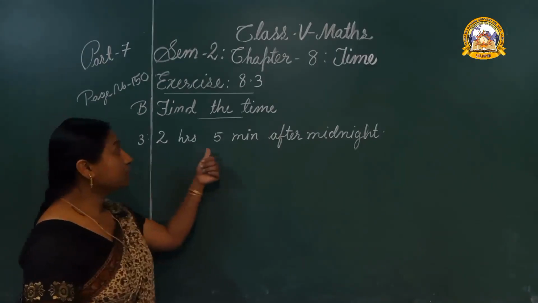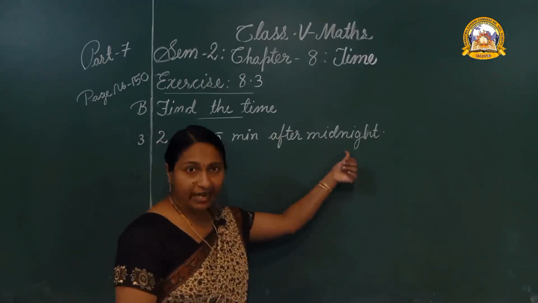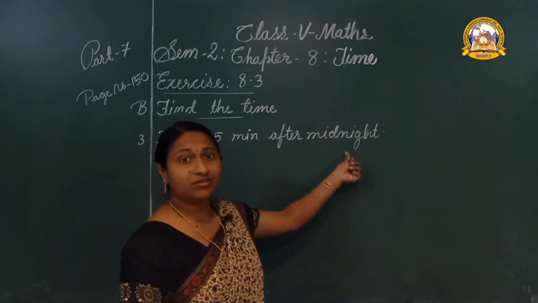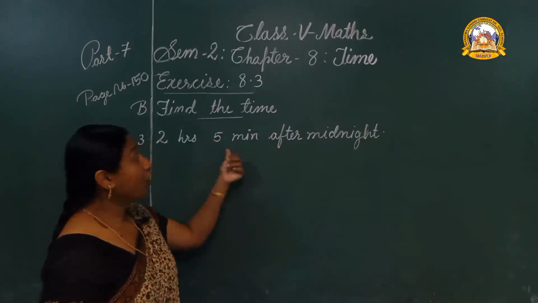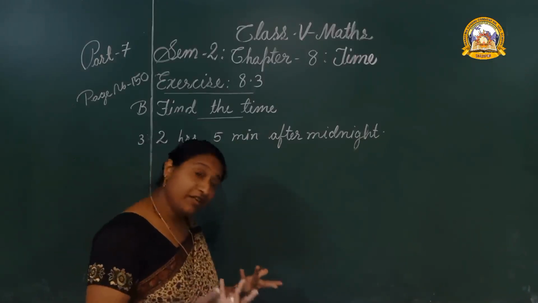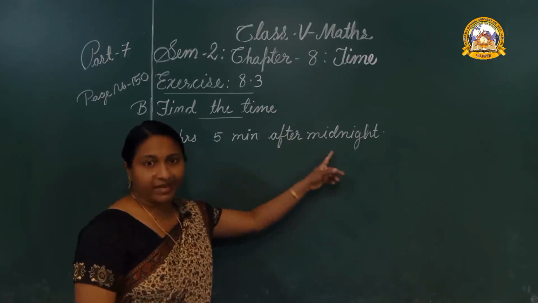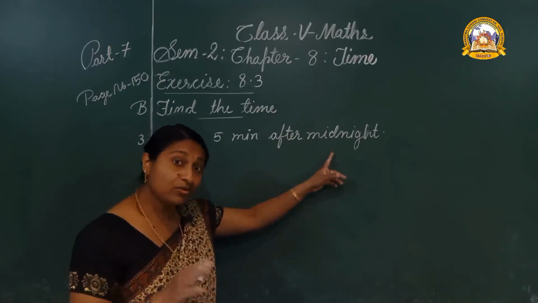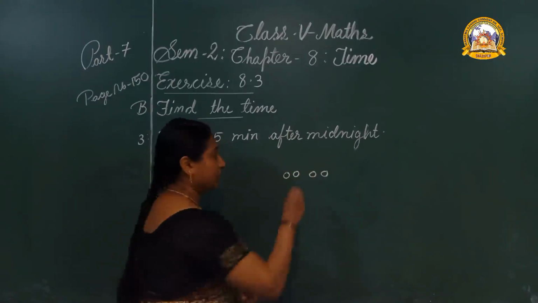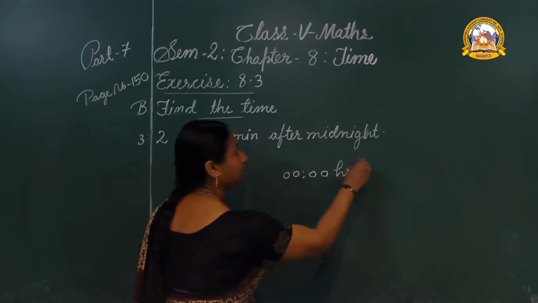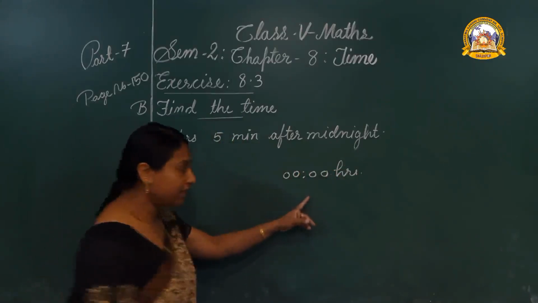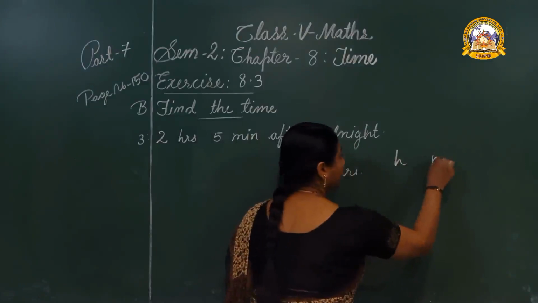Third one, 2 hours 5 minutes after midnight. Midnight means yes, 12 o'clock midnight. 2 hours 5 minutes after midnight means yes, we can say it very easily. Then after midnight, how can we write? 00:00 hours. Okay, 00:00 hours. Okay, we have to add this duration with it. How can we do that? Okay, hours column and minutes column.